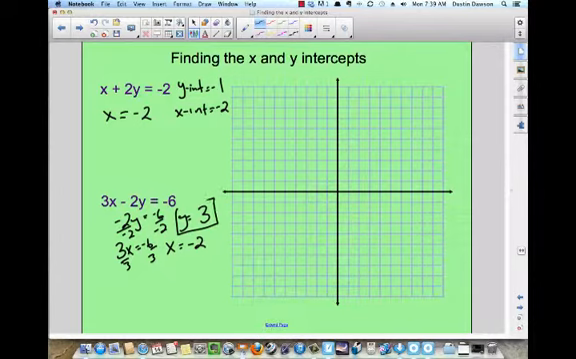And so in a lot of ways, standard form is really handy for finding x and y intercepts. And that can be one of the real big benefits of using standard form or solving something for standard form.